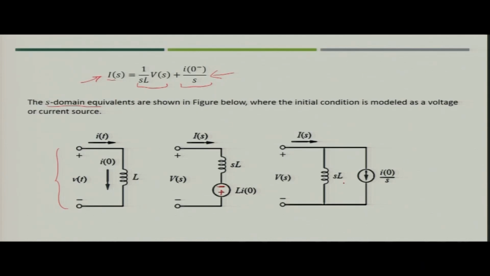Now, next, the value of current flowing through the inductor would be nothing but V(s) upon sL. So, this is what is represented. So, it means that the impedance of the inductor will be sL. So, in this way we can represent the inductor either in the form of voltage V(s) or in the form of current I(s).